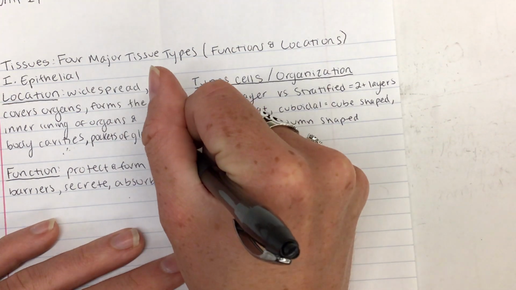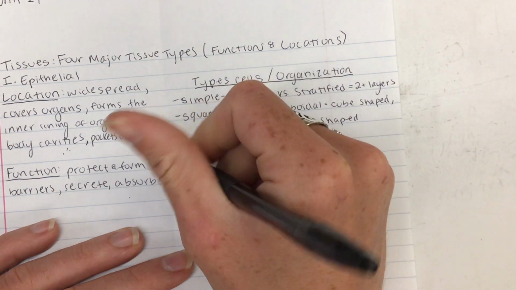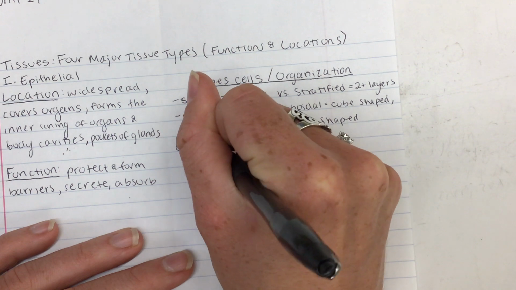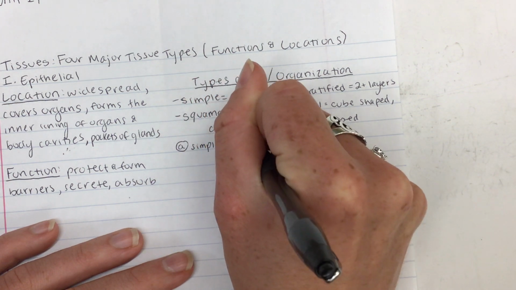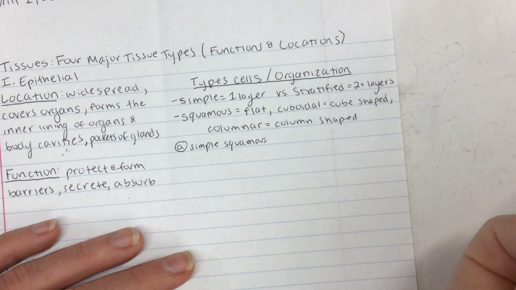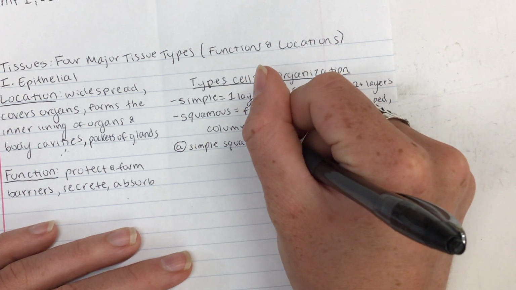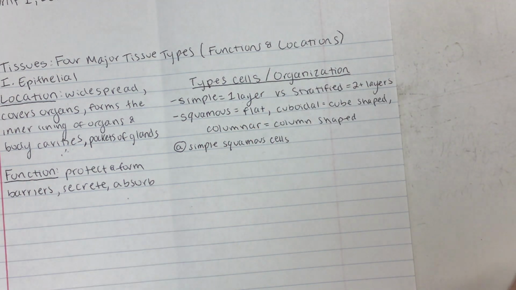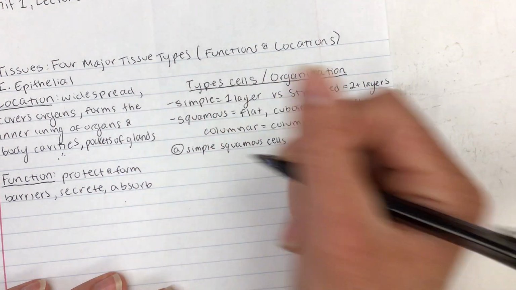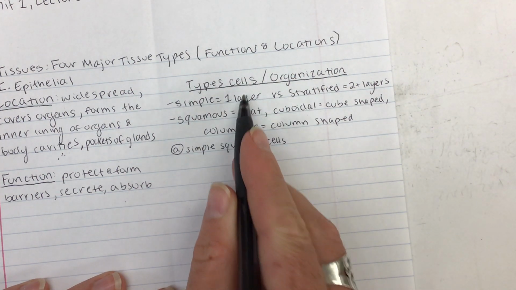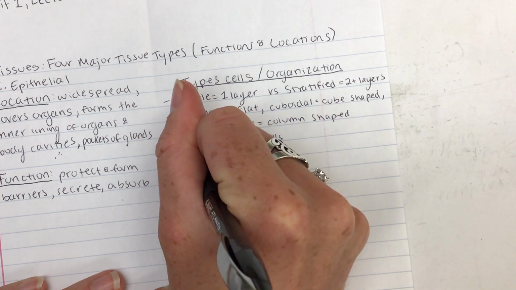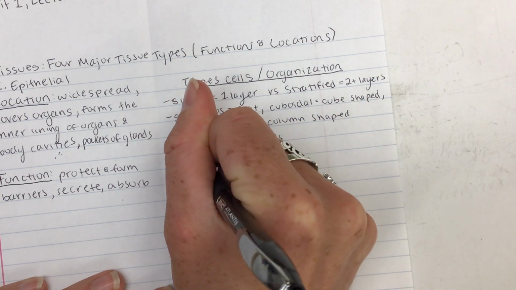So to start, I'm going to write the letter A. This is our first example, and we're going to start with simple squamous. And I'm actually going to add the word cells on there so you know that we're drawing the cells that make up the tissue. Remember, when there's many cells, that's what constitutes a tissue. So we actually are drawing tissues, but we're drawing the cells that make them up. So simple squamous cells are going to be simple, which means one layer, and squamous, which means flat. So we will draw one layer of flattened cells.